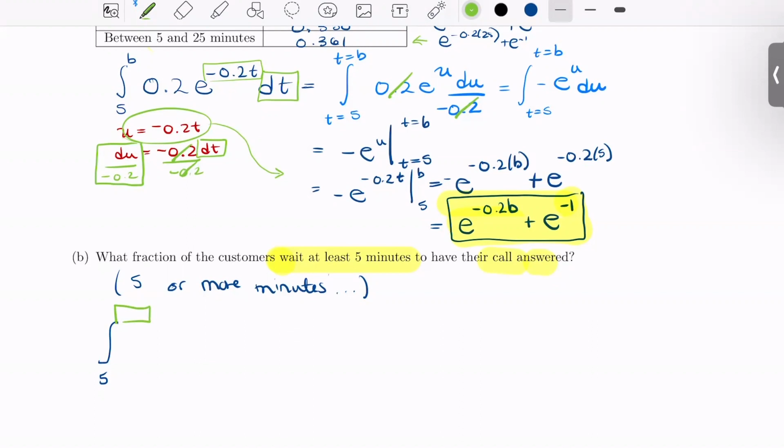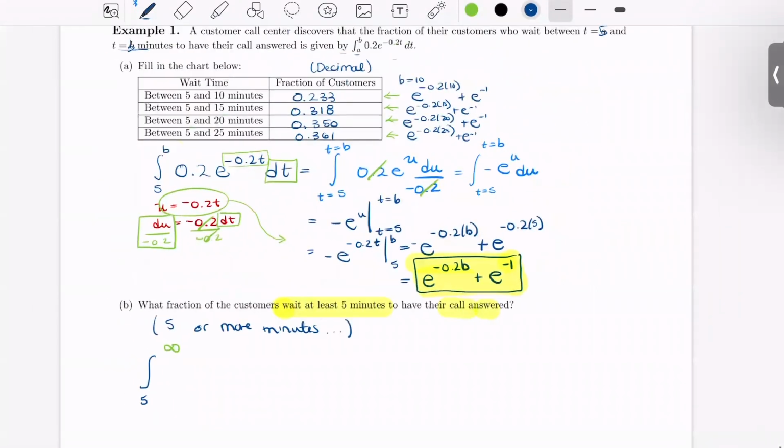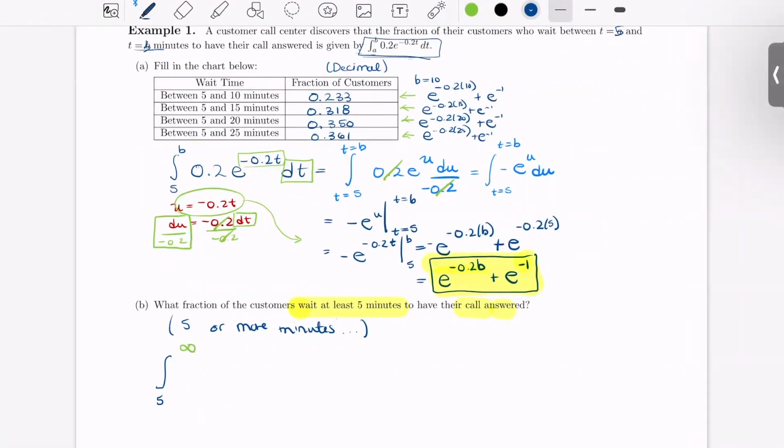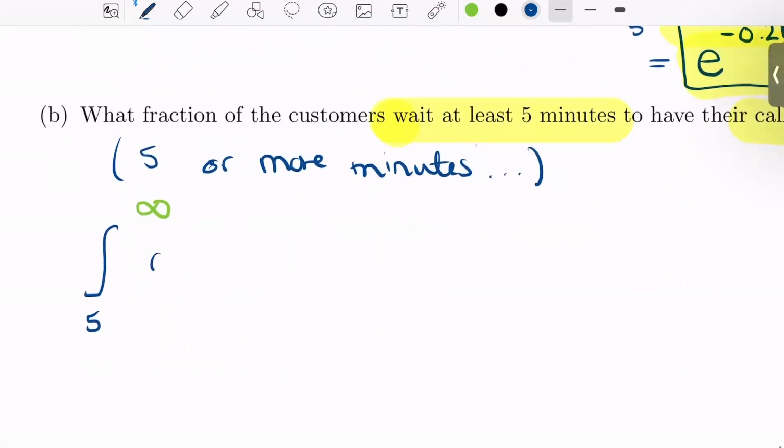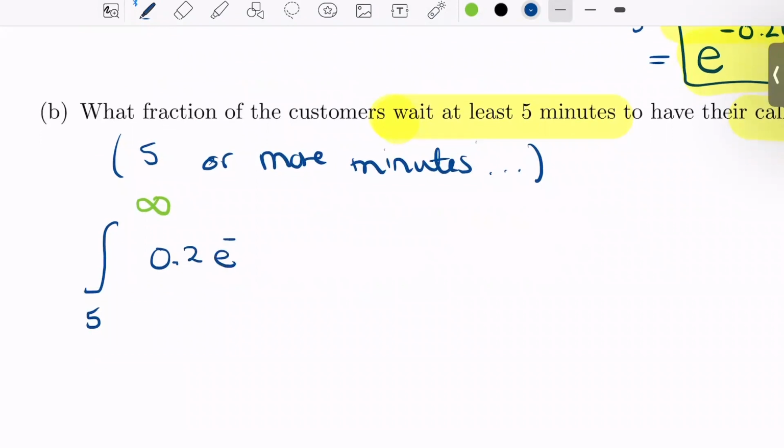Well, we need 5 or more minutes. So they could take 10 minutes. They could take 1,000 minutes. They could take 1,000,000 minutes to get their call answered. So in that upper bound, we're actually going to use infinity. So the integral then, using the same integral here, would look like the integral of 0.2 e to the negative 0.2 t dt.